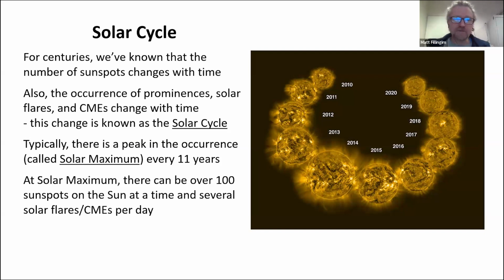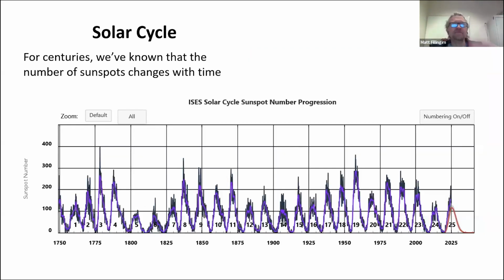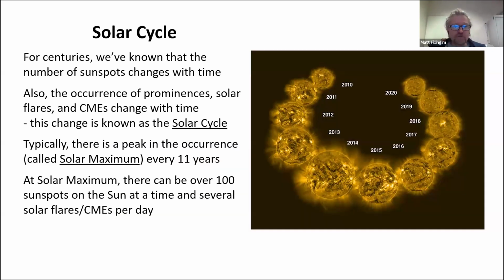So at solar maximum, there can be over 100 sunspots on the sun at any time, sometimes even more, 200, 300. And you can have several solar flares and coronal mass ejections per day. During solar minimum, you can have a very few, a handful of sunspots, even no sunspots on the sun at a time, and you can go for a week without a solar flare or a coronal mass ejection. So a big difference in the sunspots and solar flare activity from solar minimum to solar maximum.